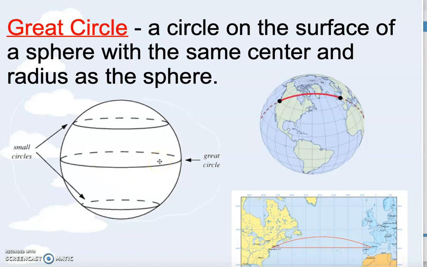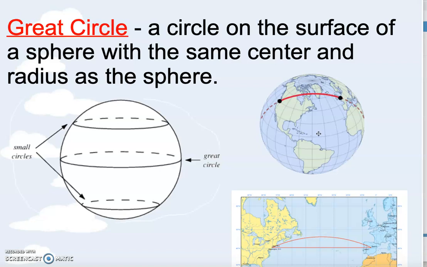If you think about maps, the lines on a map, some of them are great circles and some of them aren't. The equator, that's a great circle. But that's the only line of latitude that is a great circle. Every line of longitude is a great circle. You see how all the lines of longitude have the same radius as the sphere itself, and they have the same center.